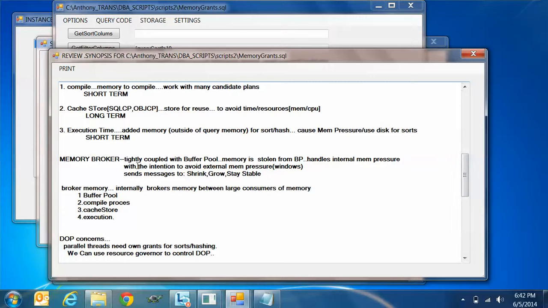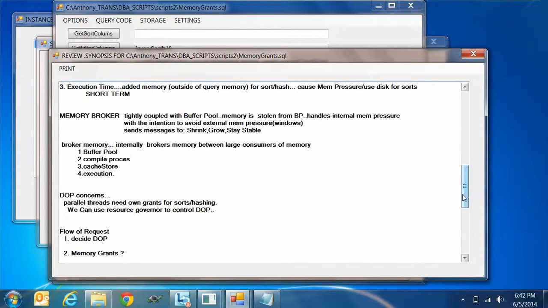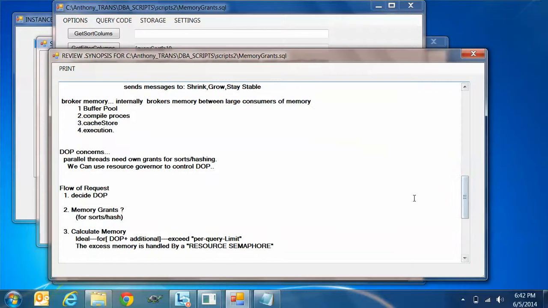The memory broker is tightly coupled with the buffer pool, and its job is to broker memory across those four consumers, which are the buffer pool, the compile process, the cache store, and the execution. So it brokers memory to keep down the internal memory pressure of SQL Server, and also to hopefully avoid external memory pressure from the Windows process.